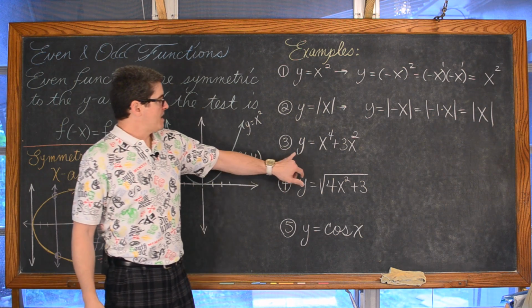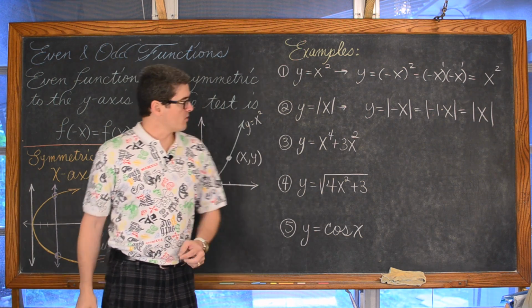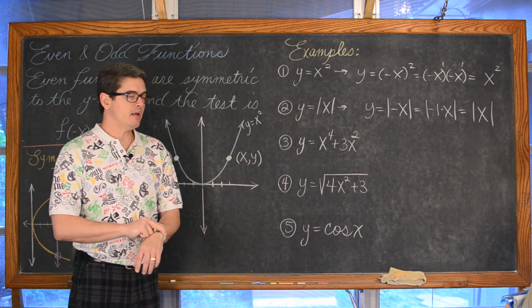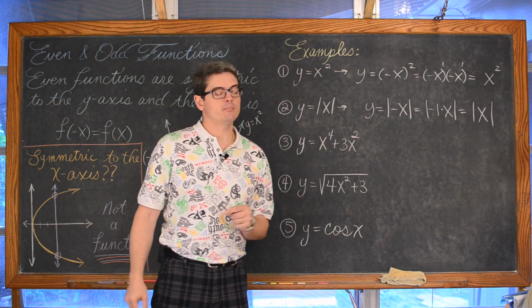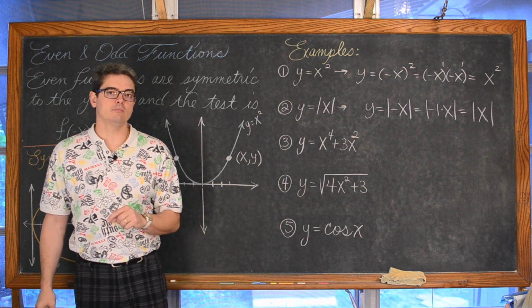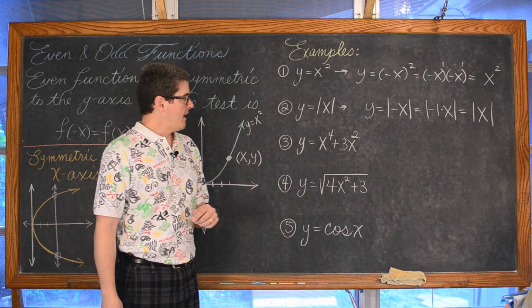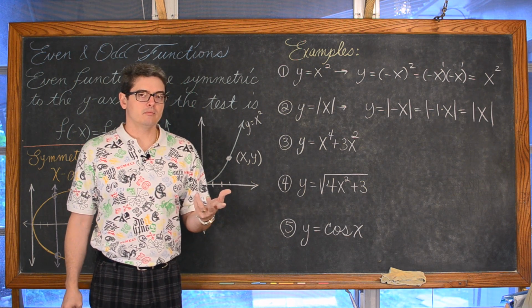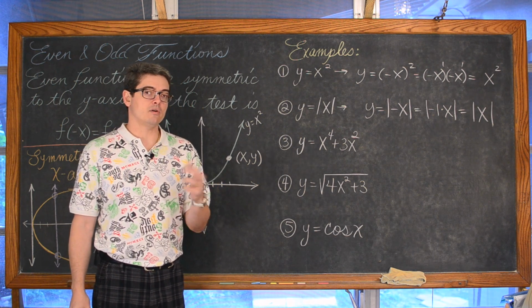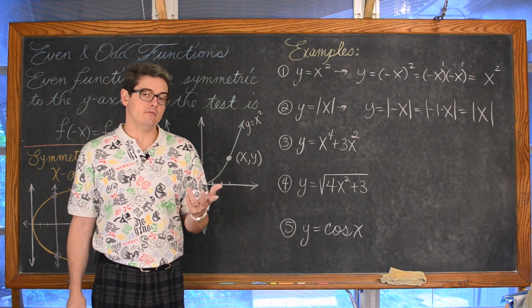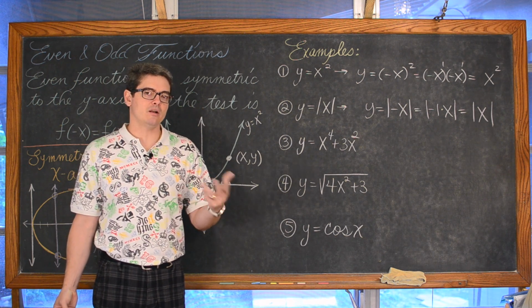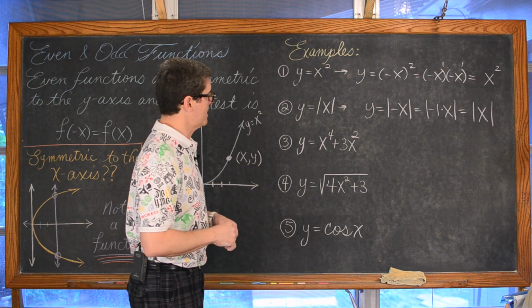Now here we have just a polynomial, y is equal to x to the 4th plus 3x squared. It's a polynomial because there's only one independent variable and all of the exponents are positive integers. And identifying even and odd polynomials is pretty simple too. If all the exponents are even, it's even, and if all the exponents are odd, then it's going to be an odd function, even though we haven't talked about odd functions yet.